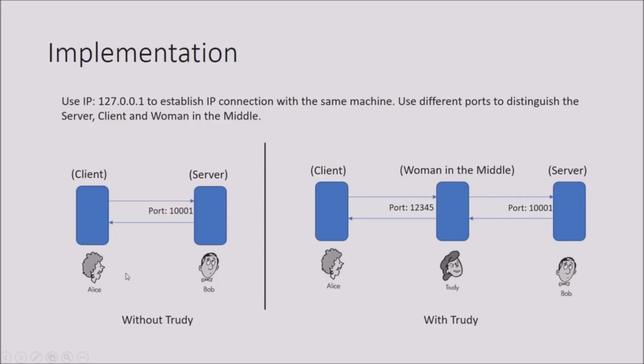Based on our assumptions, our implementation is this. Without Trudy, our woman in the middle, it's just direct communication. With Trudy, basically Trudy is just a server in between, so every message goes to Trudy, and Trudy can decide whether to do nothing or modify the message.